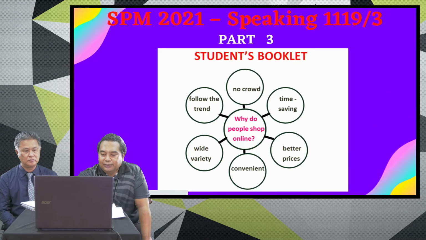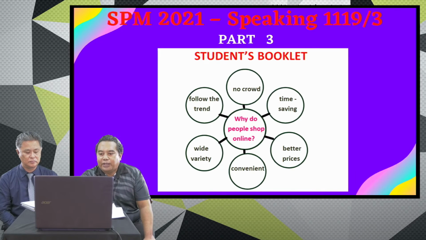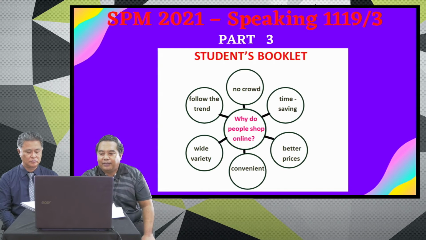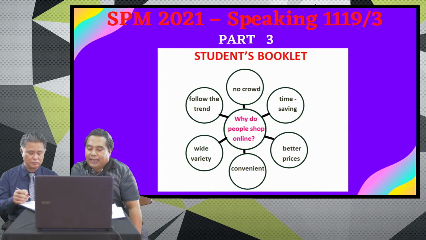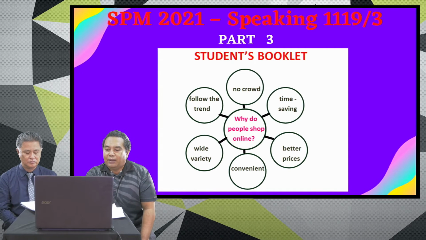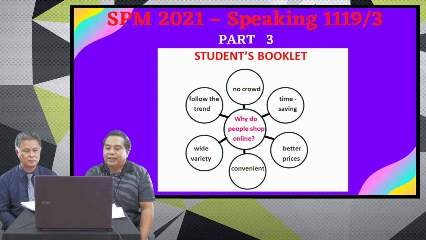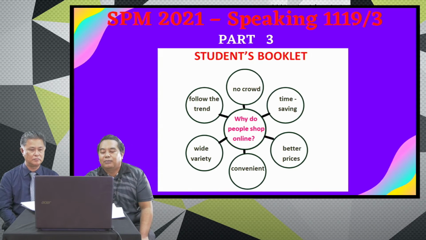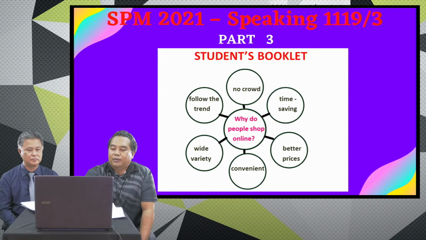While giving their own reason, for example, why do people shop online? For example, candidate A says these are better prices, they can compare in many shops. And then candidate B can give his own opinion about the same topic. It doesn't mean that one candidate only gives one reason. Both will have to discuss why it is better prices. Someone might not agree with candidate A, might not agree with candidate B, so they will have to discuss.